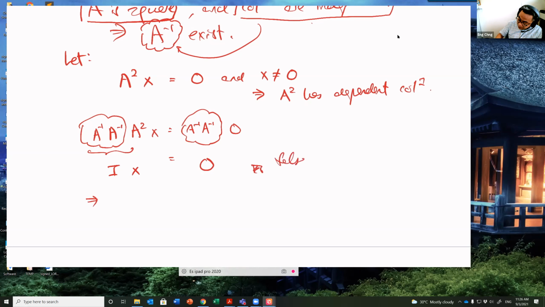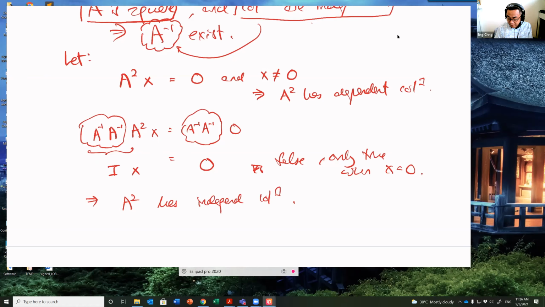This is false. Only true when X is equal to 0, implying that A square has independent columns. Okay. All right. I think we are done here. Okay. I pause now for just a short time.